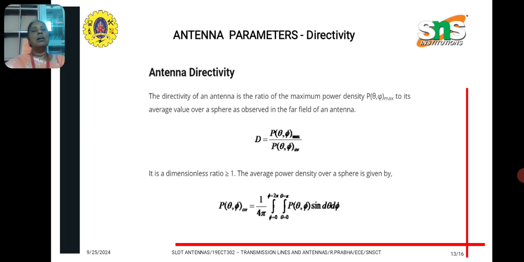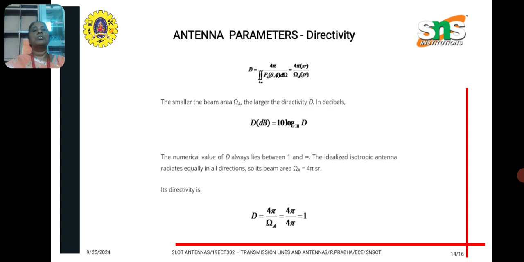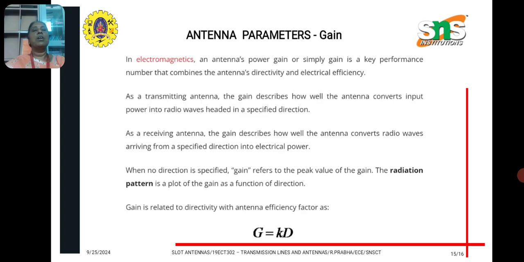D is equal to P(theta, phi)max, that is the maximum power density, to the average power density P(theta, phi)average. And the directivity is related to the beam solid angle as 4 pi by sigma A. For an isotropic radiation pattern, this beam solid angle sigma A is equal to 4 pi. So 4 pi by 4 pi is equal to 1. So the directivity, the optimum value is 1.